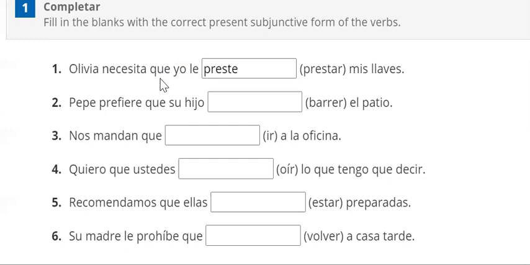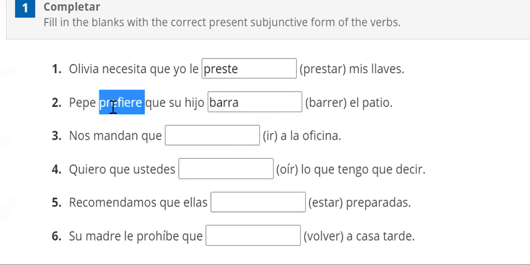So let's move on to the second one here. And again, we already know that it's a subjunctive conjugation. So barrer, su hijo, we know it's going to be barra. Real simple. I can go ahead and run through the rest of these one at a time. Pepe prefiere que su hijo barra el patio. Now here we've got the verb in the subjunctive. It tells us to conjugate in the subjunctive, but let's pay attention to why it is subjunctive.